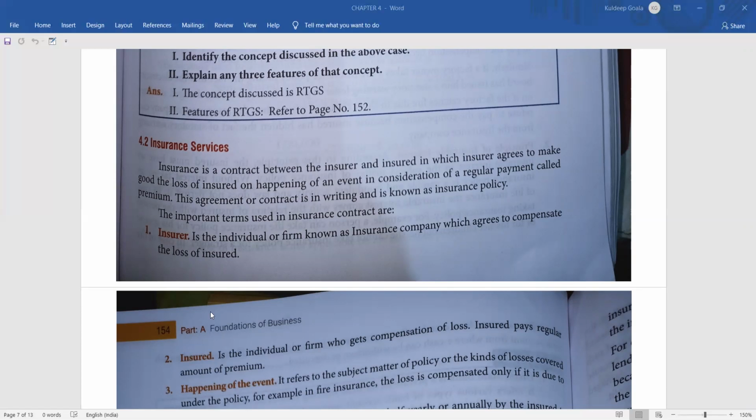On account of what? Why will the company bear the risk? Because you are paying a certain amount of money for bearing this particular risk, and the amount of money you pay for getting this type of insurance is called premium. Okay, the agreement is called insurance policy. So what are the terms that are involved in the insurance policy? The terms that are involved are insurer.